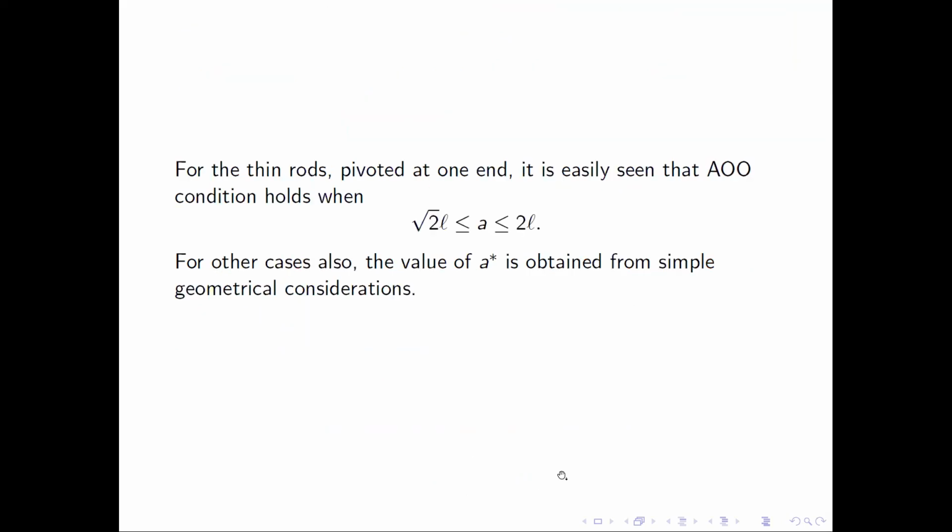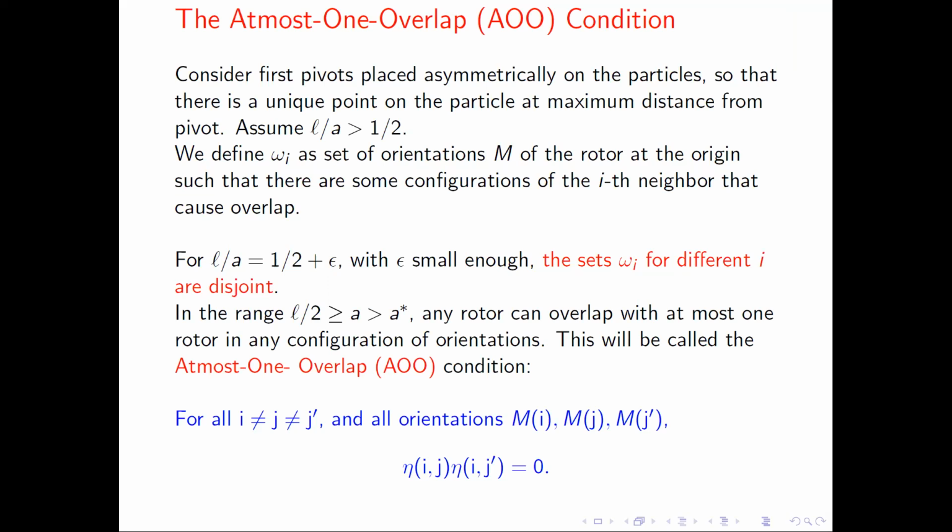So here you are assuming the rotor is strictly asymmetric, because if it is a disk, then... Yeah. So it says asymmetric. Okay, I see. Asymmetric. Right, yeah. And we said that there is one point which is at maximum distance.